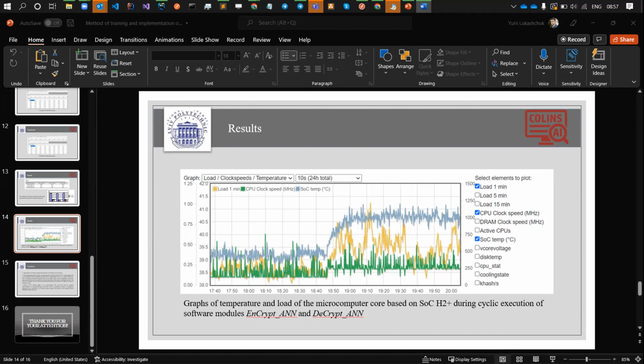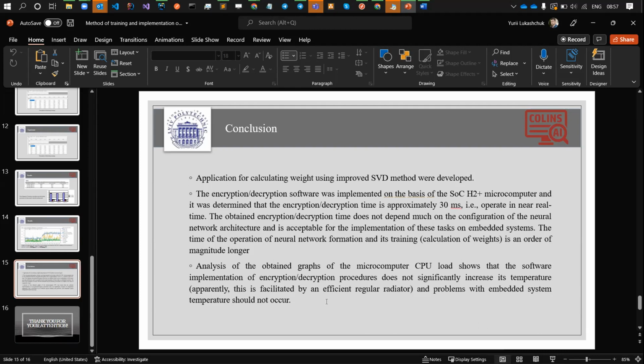Okay, and now conclusions. An application for calculating weights using improved SVD methods was developed. The encryption-decryption software was implemented on the basis of the H2 Plus microcomputer, and it was determined that encryption-decryption time is approximately 30 milliseconds. It can operate in near real time. The obtained encryption-decryption time does not depend much on the configuration of the neural network architecture and is acceptable for the implementation of this task on an embedded system.